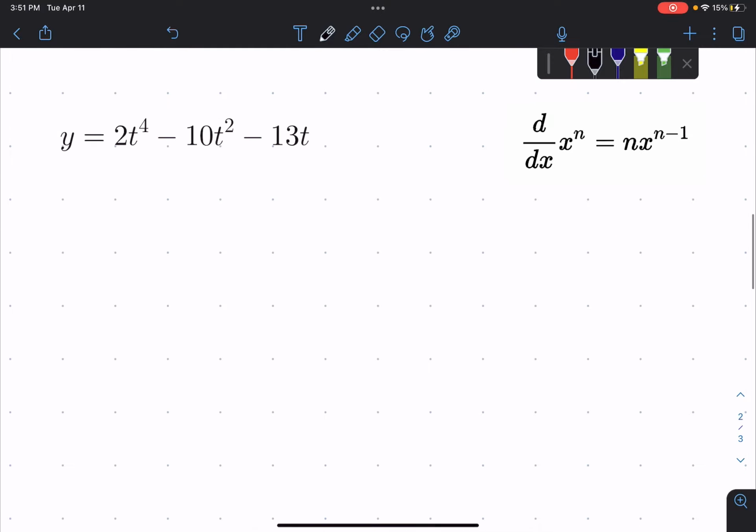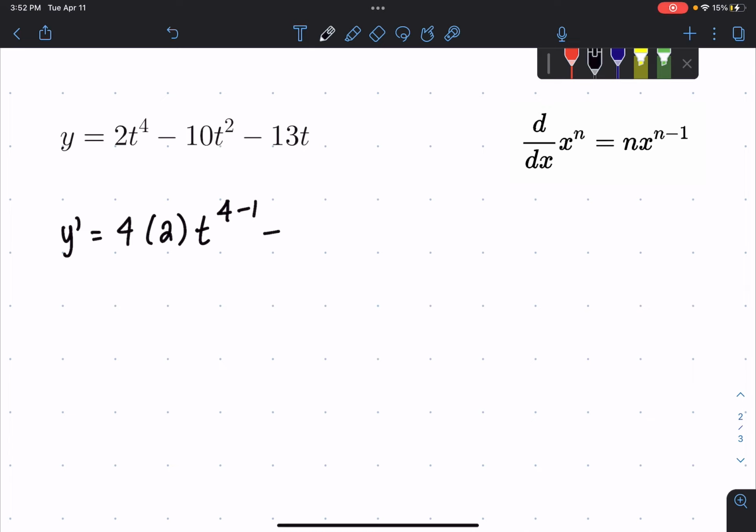Here's our second question. Feel free to pause your viewer and try this one out yourselves. Alright, like we did before, let's treat each term separately. In the first one, we drop down the exponent, multiply that by 2, our coefficient, times t to the power of 4 minus 1, because we have to subtract 1 from our old exponent.